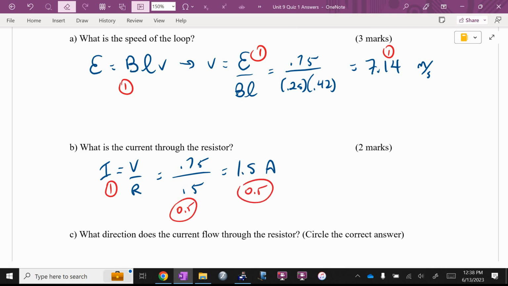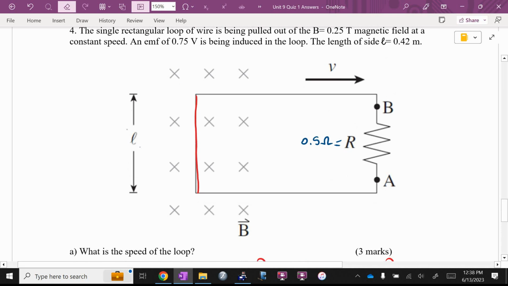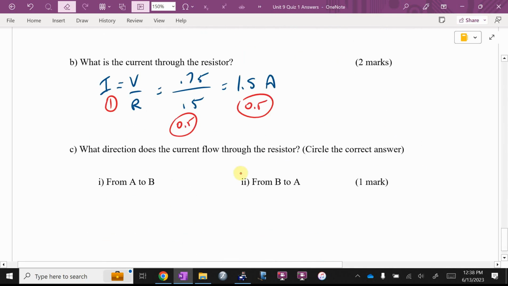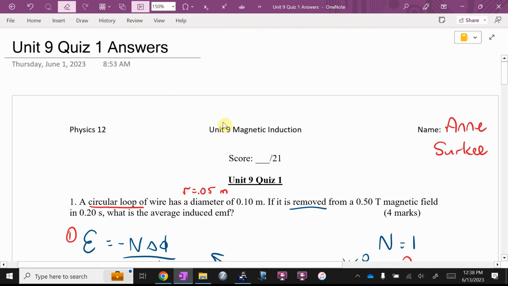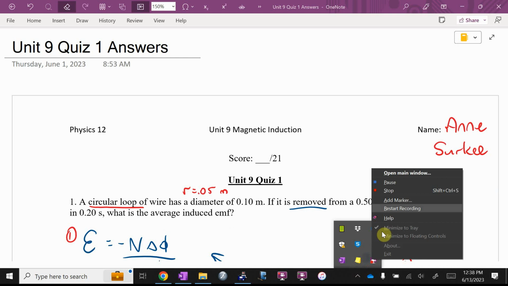What direction does the current flow? You could do this in 2 ways. You could use Lenz's law, but the right-hand rule still works. If we look at our token proton sitting right there, what direction is that proton moving? It's being pulled to the right by whatever's pulling this. So thumb to the right, magnetic field into the page. I think the current is flowing this way, yes? From B to A, am I right? People nodding? 1 mark. Can you give yourself a clear score out of 21, please? Pause.